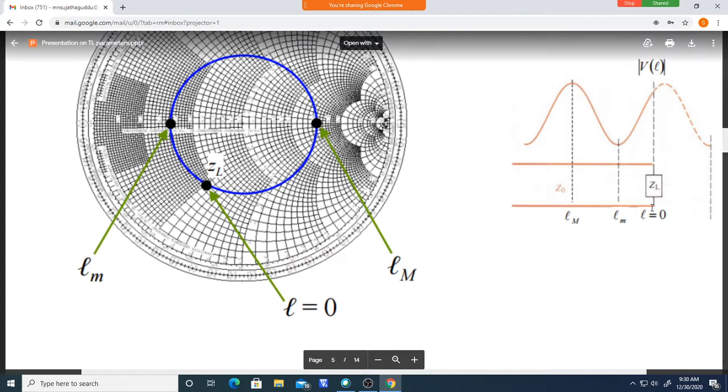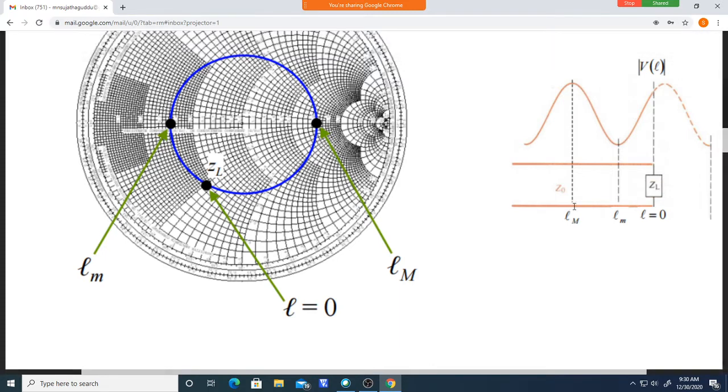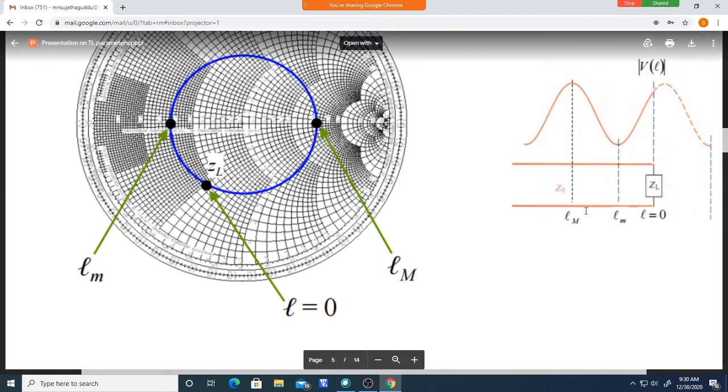So at what distance this minima is, you can find out. And also at what distance this maxima is from the load, that also you can find out from the Smith chart. And also you can find out what is the impedance at this particular position and what is the impedance at this particular position, the minima position. That also you can find out from the Smith chart.